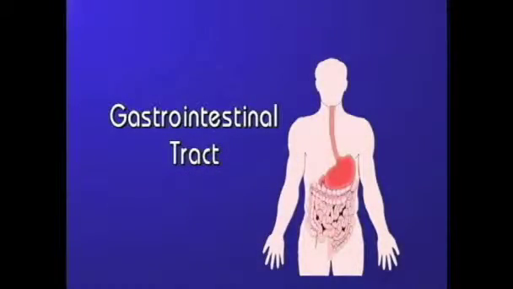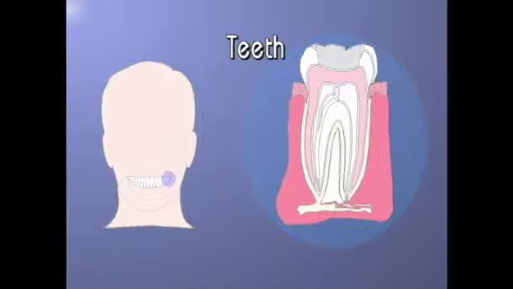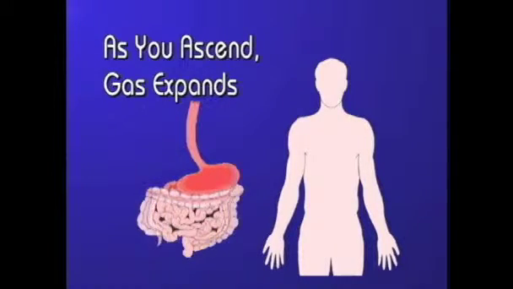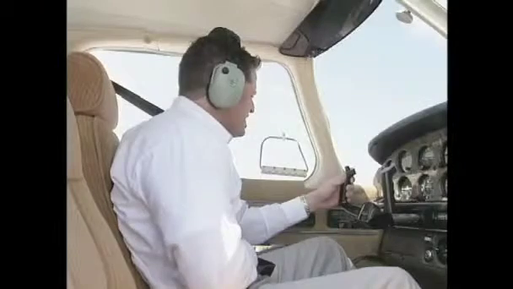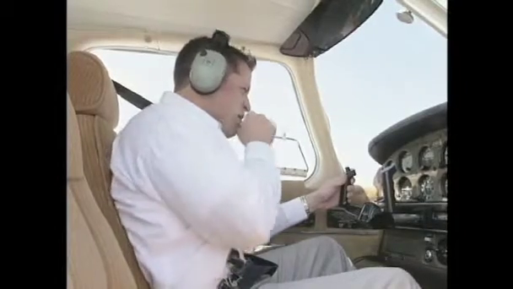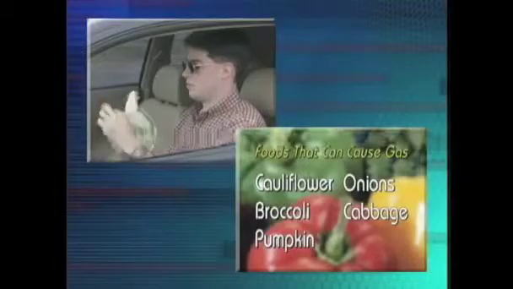During the ascending phase of a flight, you are more likely to develop problems in the gastrointestinal tract. In rare occasions, teeth may be the source of gas expansion problems. As you ascend, gas expands in the stomach and the intestines. This can cause abdominal pain and in severe cases may even cause fainting. The human body has two avenues that allow gas to escape: burping and flatulating, commonly referred to as passing gas.